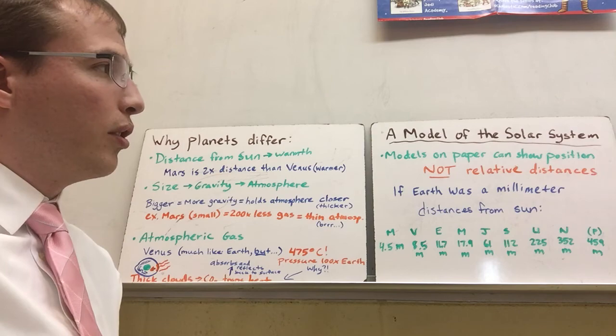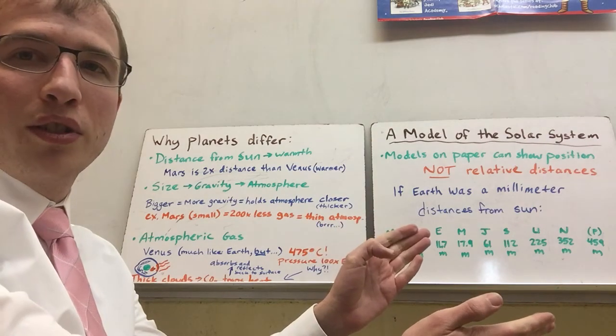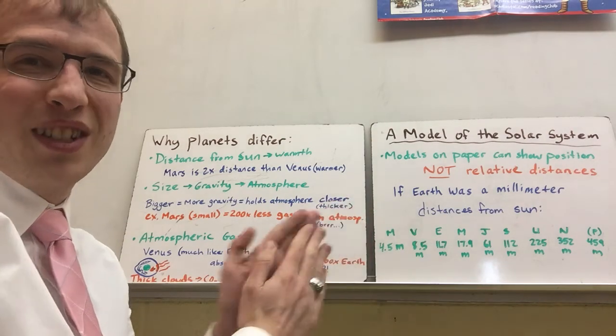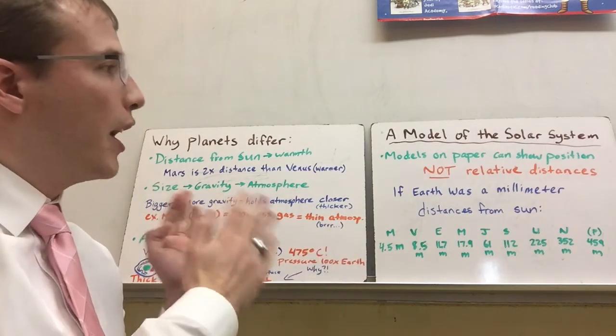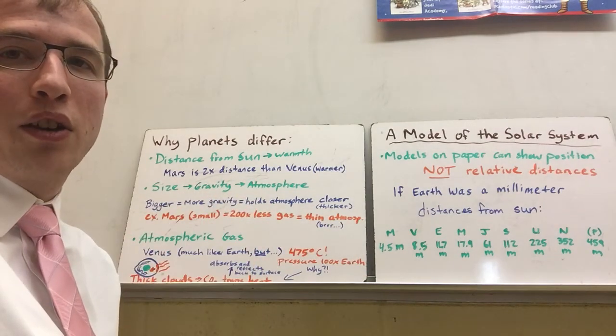Okay, so we can't make a model of the solar system on paper because the distances would just be too far, and these planets differ based on these characteristics.